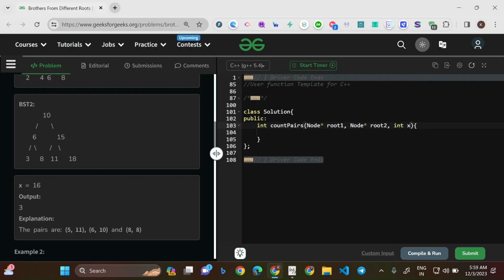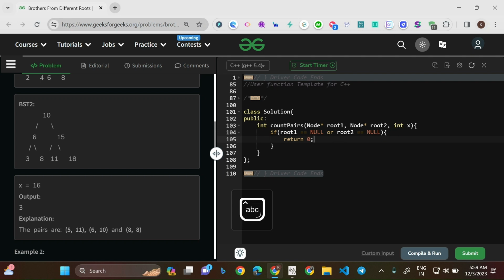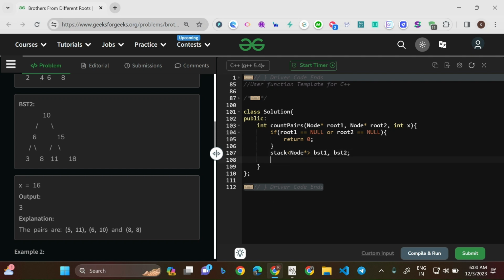Now let us code it out first. So what's the first condition that you need to write? If root 1 equal to null, or root 2 equal to null, in both these cases you can return 0. So what's the other thing? Take stacks now, stacks of node pointers. BST1 is what I'm going to take, and BST2, and top pointers, like top elements, top 1 and top 2.